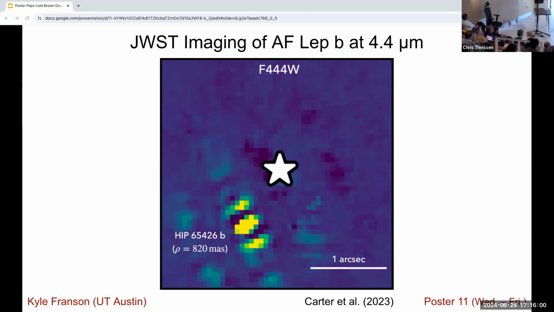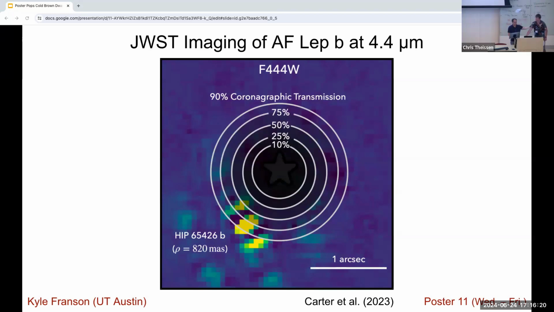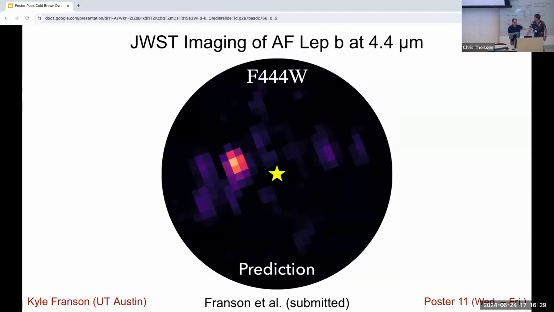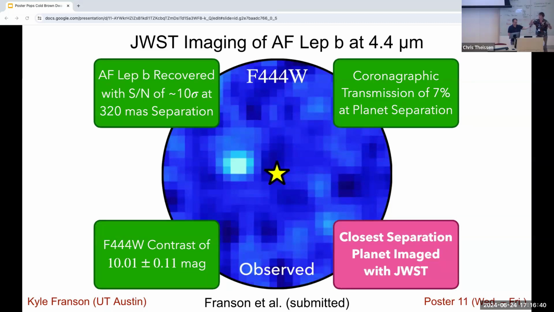Hey everybody, I wanted to advertise some exciting results from a JWST Director's Discretionary Time program to image AF Lep b with JWST, despite it only being at 300 milliarcseconds from the star. Super challenging, 2 lambda over D away from the host star already makes it super challenging, but we're also dealing with the coronagraph. And so at AF Lep b's separation, over 90% of the light is blocked by the very instrument that's blocking out the light of the star. And so we're really pushing the instrumentation to its limits here. We, of course, convinced ourselves that we could do it. Here's the prediction of what we thought our imaging might look like. And then here is what we actually observed. Come check out my poster.